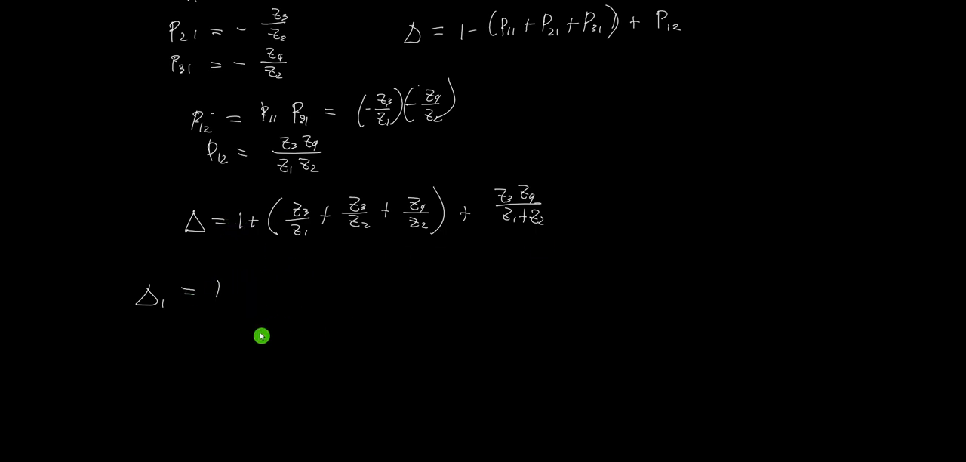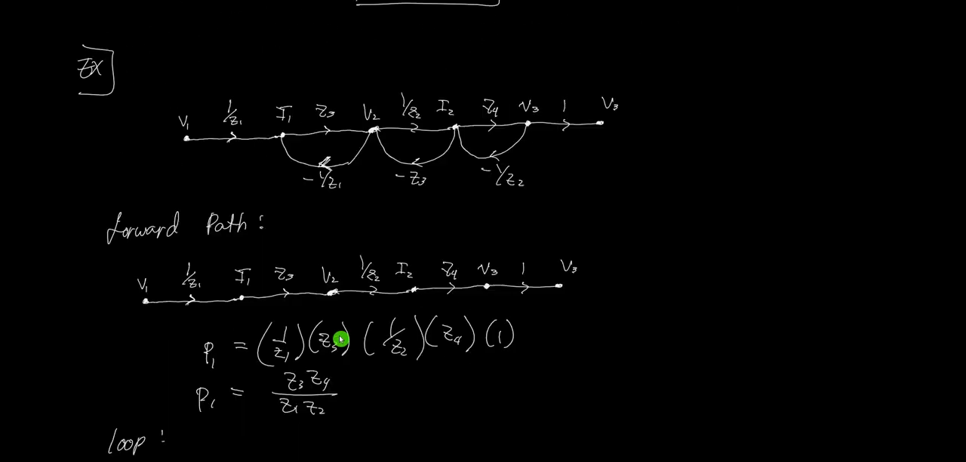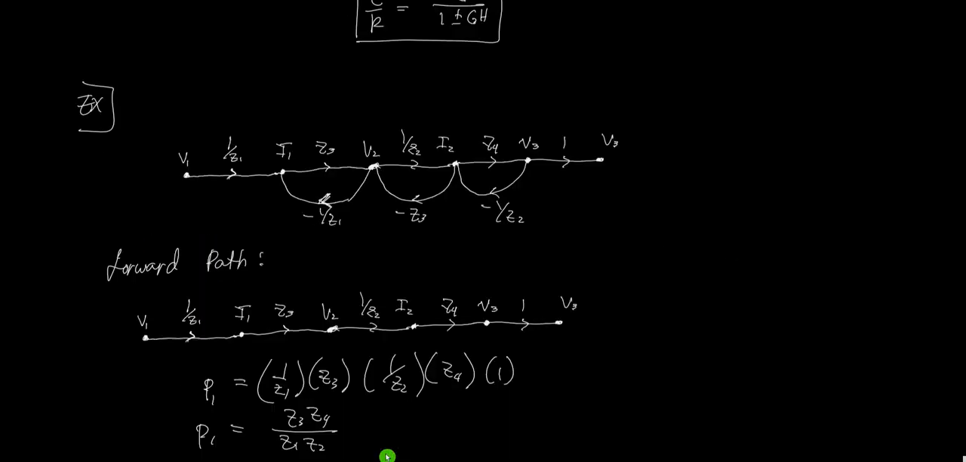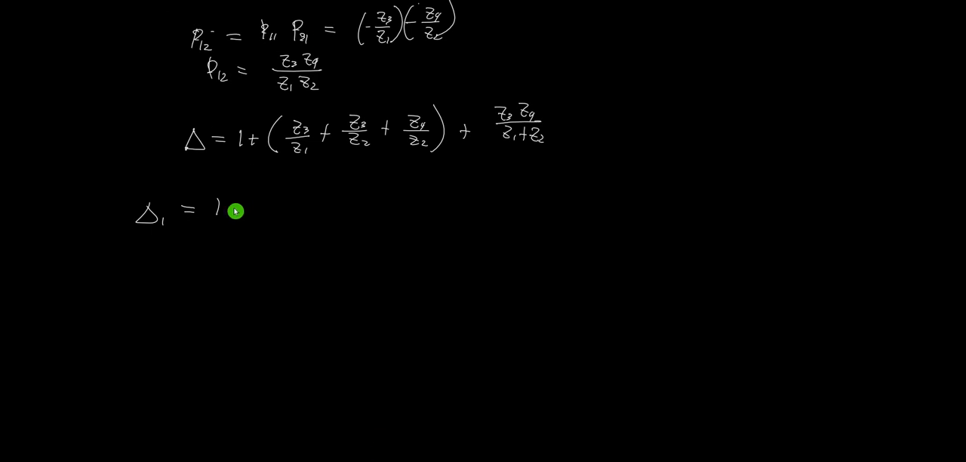So this one is 1. Then we need to eliminate all loops that are touching that path. If we go back here, this is our forward path, and we know that all loops here touch that forward path. Therefore, it should be 1 minus 0, so delta 1 is just equal to 1.